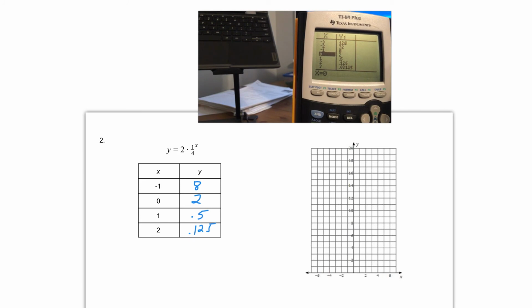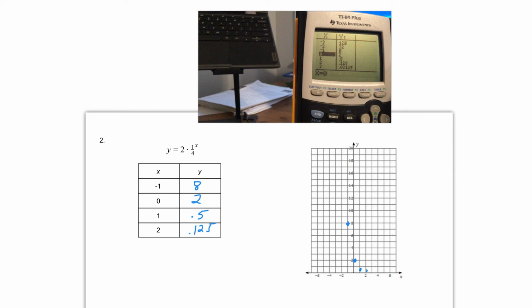Then what I'm going to look at is graphing these on the graph that's provided. So I'm going to start by plotting my points. The first point I have is the point (-1, 8). So I'm going to come to -1, and I'm going to go up to 8 and plot that point. Then I have the point (0, 2), (1, 0.5). So 0.5 is going to be just in between the 0 and the 1. And then (2, 0.125) is going to be really close to that x-axis, but not quite on it.